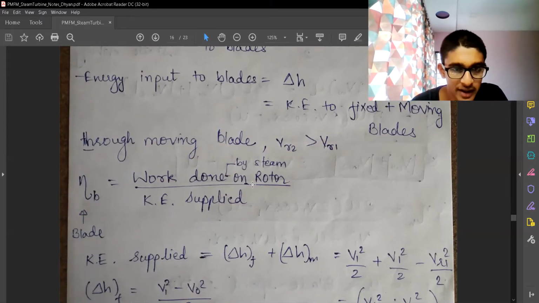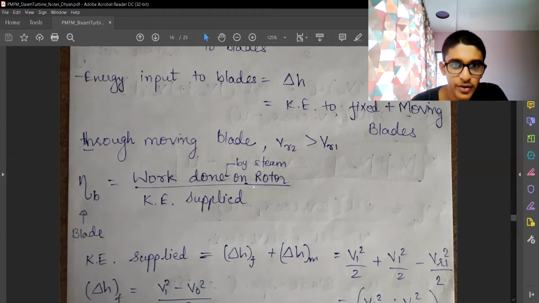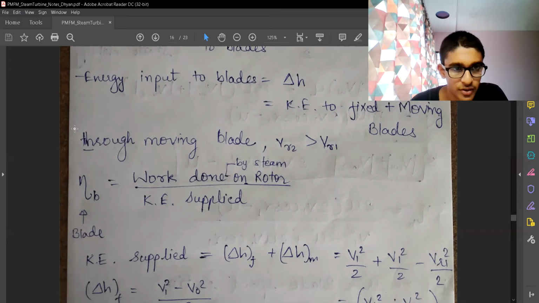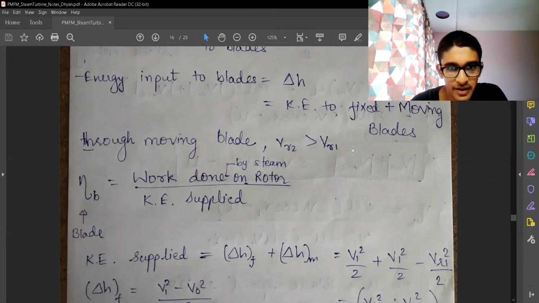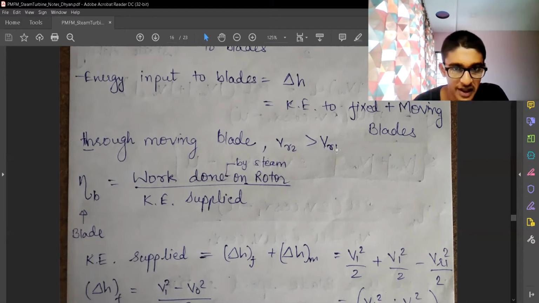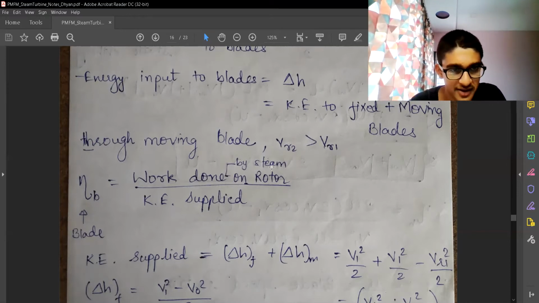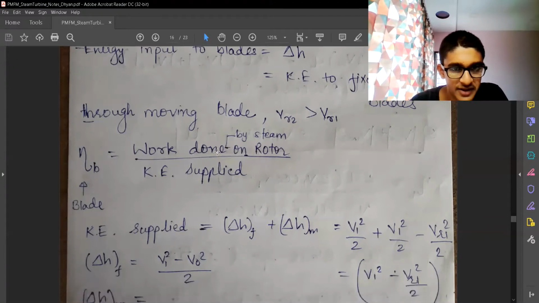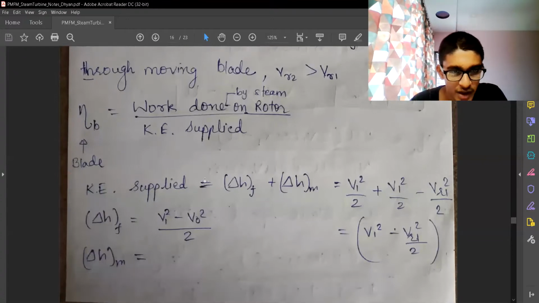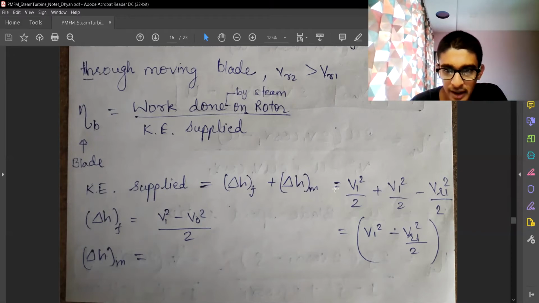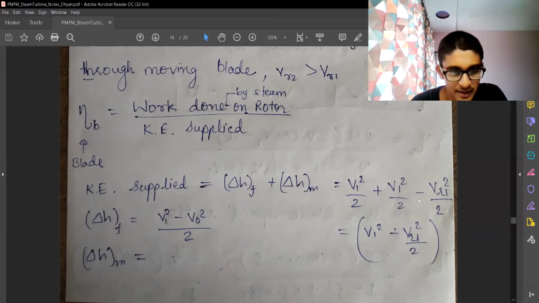So it was easier to write m dot V1 square by 2 as the kinetic energy, but over here we have moving blades also coming into picture. So through moving blade we have VR2 greater than VR1. We are imparting some velocity to the fluid, so the relative velocity will increase in this case. So the blade efficiency is defined as work done by steam on rotor divided by kinetic energy supplied. We are writing kinetic energy supplied in terms of change in enthalpy in the fixed blade plus change in enthalpy in the moving blade, and the changes are defined over here.